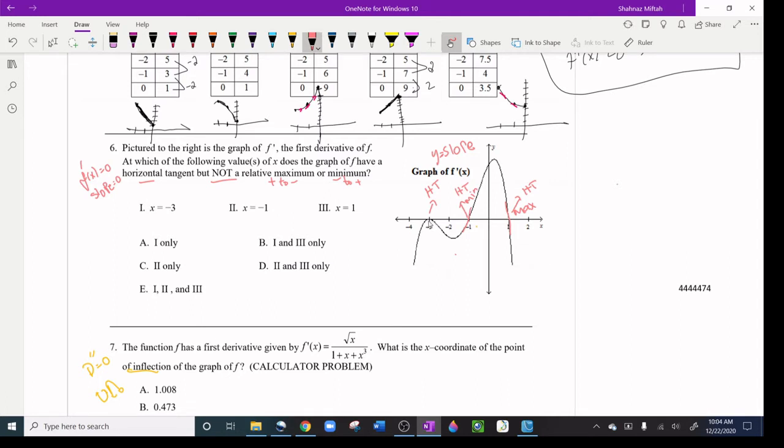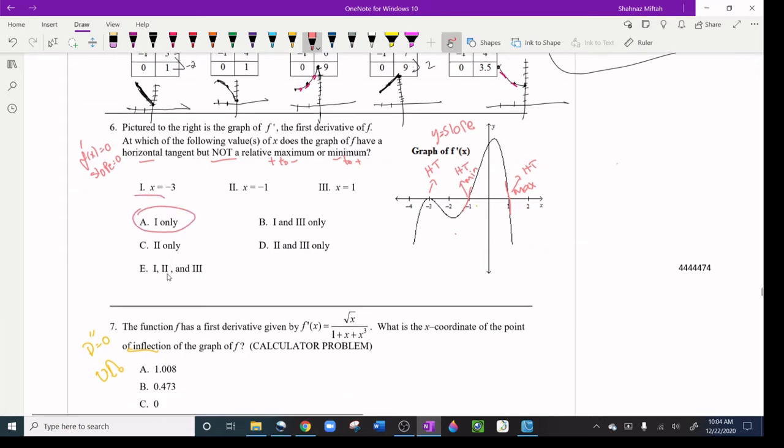At -3, it doesn't cross the x-axis at all. So this one is not a relative minimum or maximum. So -3 is true. So the answer is only -3.